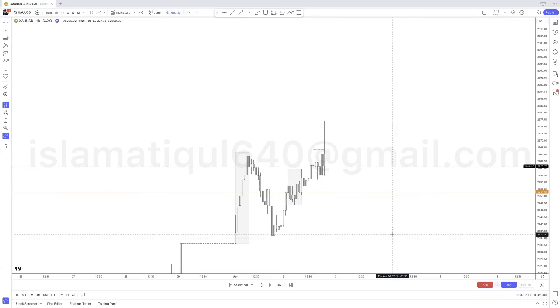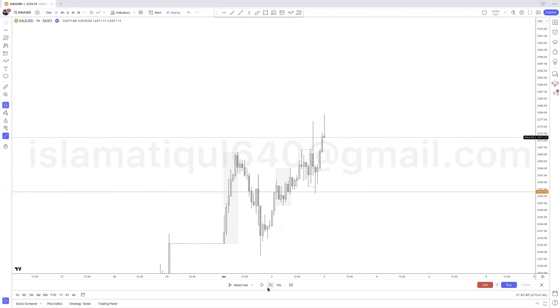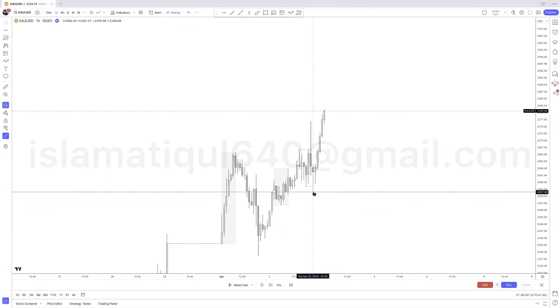Let's say maybe some support in here. So then they come back down. After taking out buy stops, they'll take out sell stops, and then they start moving up. Can you understand that? And now this low is a valid higher low because they have given you a body break right here.